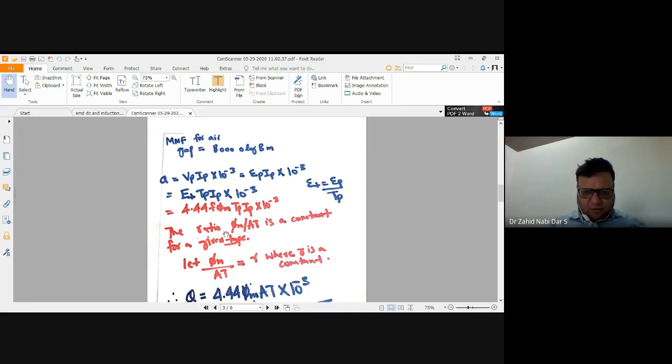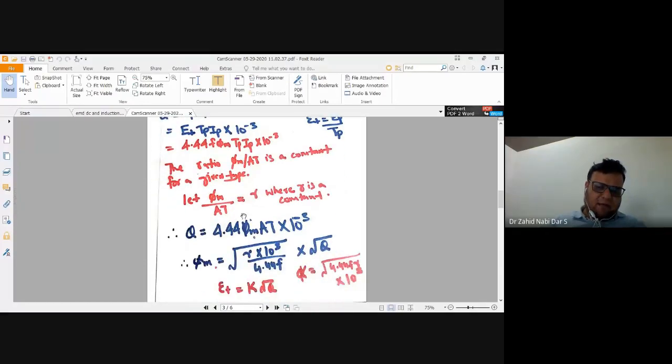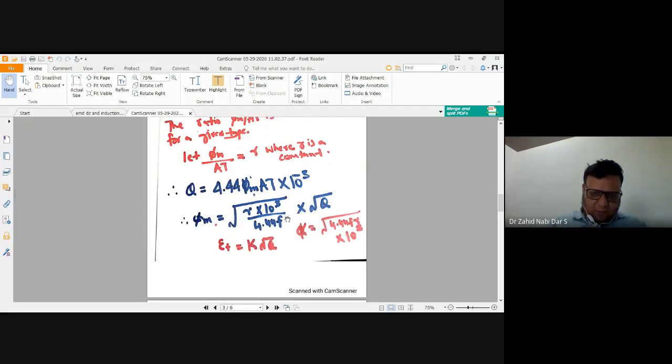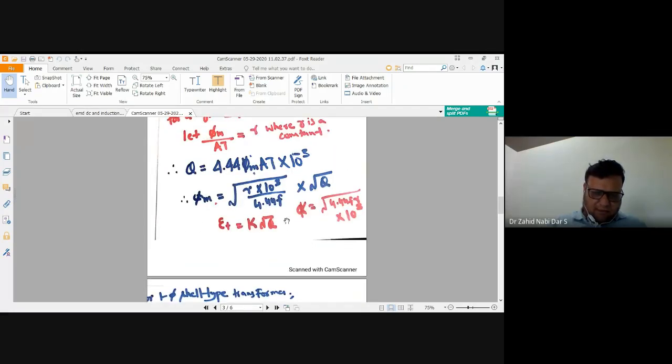And here the ratio of phi m, that is specific magnetic loading to specific electrical loading, is constant for a given type, and this we have taken R. In the classroom also I have shown you where R is a constant, and your Q value is 4.44 phi m A in 10 power minus 3. You can reduce this into maximum flux is equal to R in 10 power 3 by 4.44 F, under root Q, wherein your K value would be 4.44 F R in 10 power 3, and your ET would be K root Q. So this type of problem also comes, so you have to be careful in the examination.